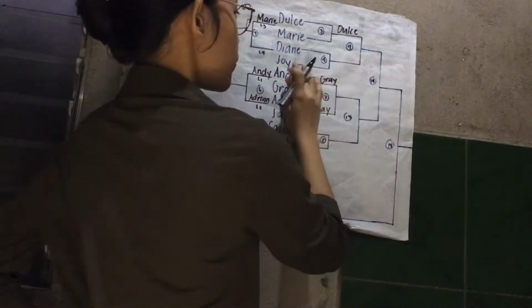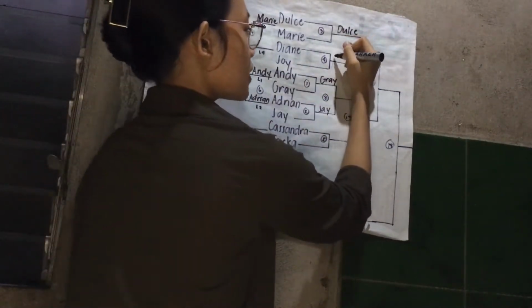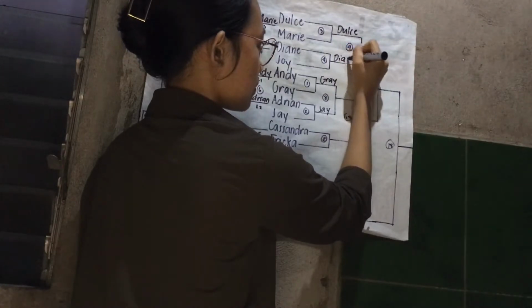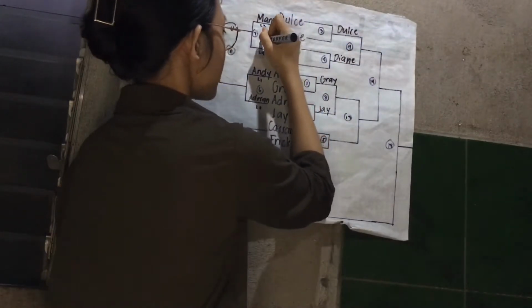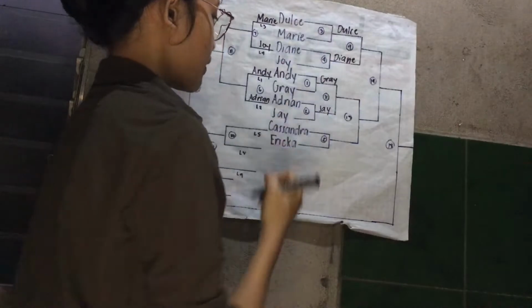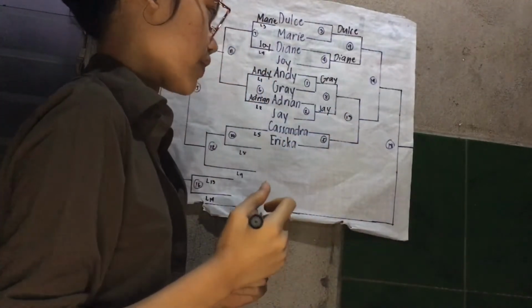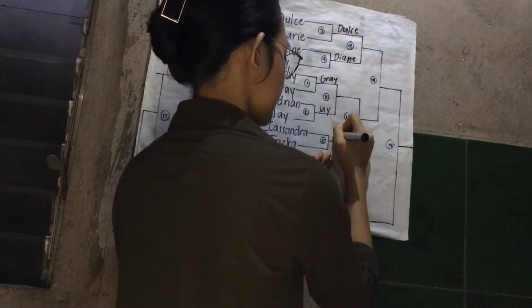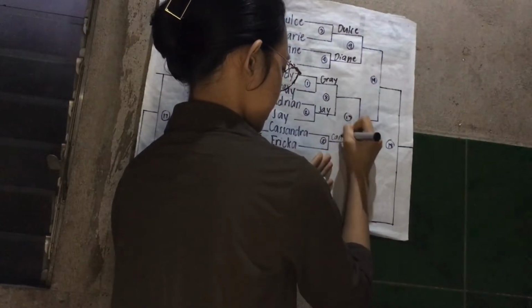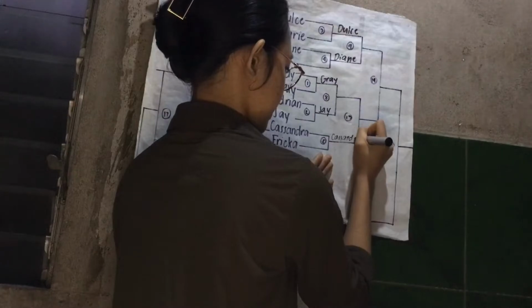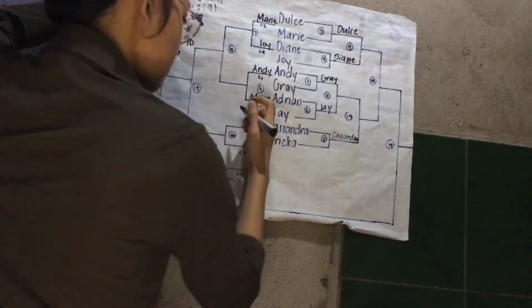And for our game 4, we have Diane and Joy. Let's say that Diane wins this game. And the loser 4, we have Joy. And for game 5, we have Cassandra versus Erica. Let's say that Cassandra wins this game. So, in the loser 5, we have Erica.